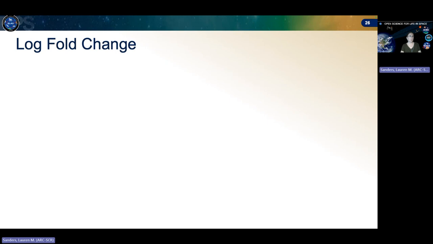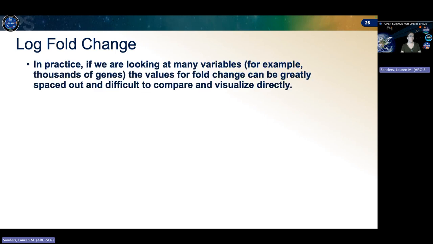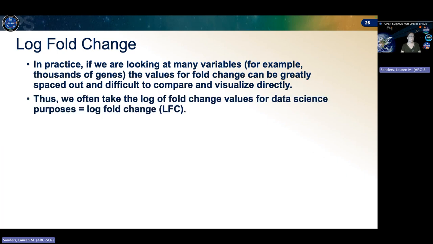Now, in practice, if we're looking at a whole bunch of variables, like for example, thousands of genes, which is what we're going to be looking at soon, the values for fold change can be greatly spaced out. Sometimes it can be like 0.9 all the way down to 0.00001. So this makes it difficult to compare and visualize them directly. So we will often take the log of the fold change values, and we report this as log fold change or LFC.